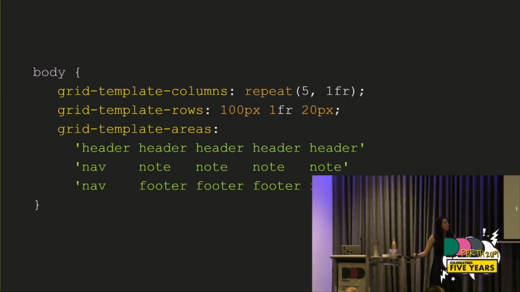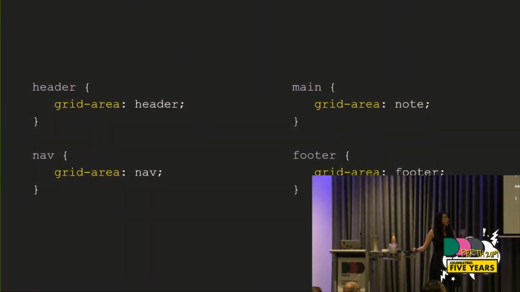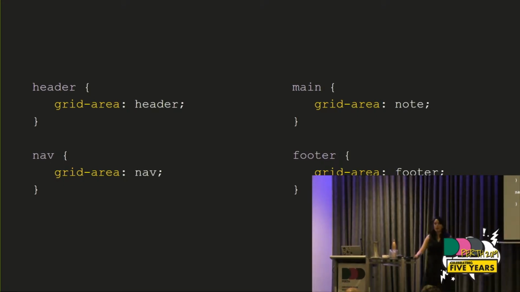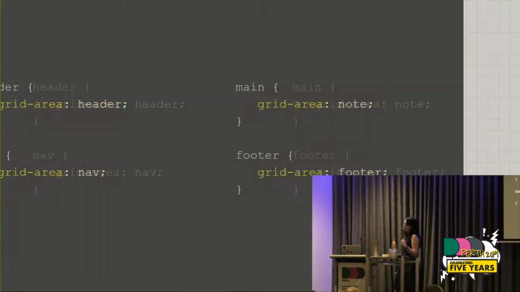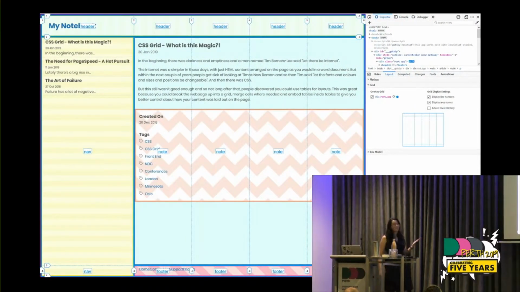Once we've defined these, we then go through and assign grid areas to each of our elements in the grid. Header, grid area header, nav, grid area nav. Naming things is hard. Main is grid area note, just to be a little bit different, and footer is grid area footer. So this will look pretty much exactly like what it did before.